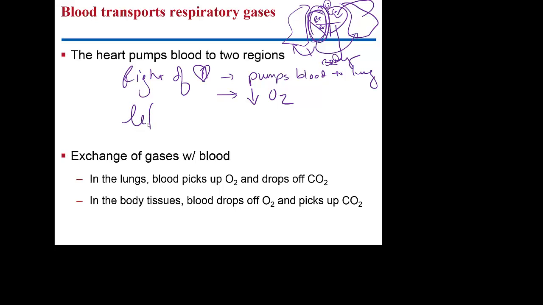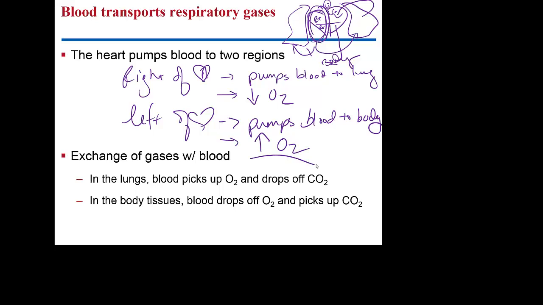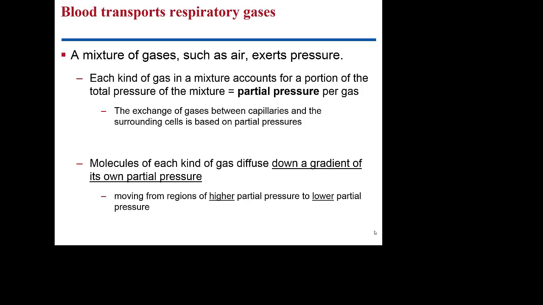So the left side of the heart pumps blood to the body. And we hope that this is very, very high in oxygen. So when we pump that blood into the lungs, the idea is it's going to pick up oxygen and drop off carbon dioxide. At the tissues within the body, it's dropping off oxygen and picking up carbon dioxide. You have to know where you're doing gas exchange to know what is going what direction.